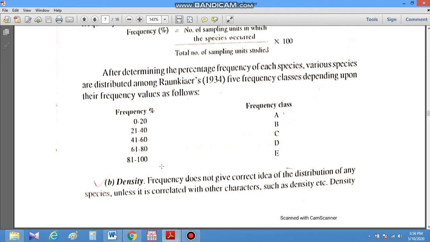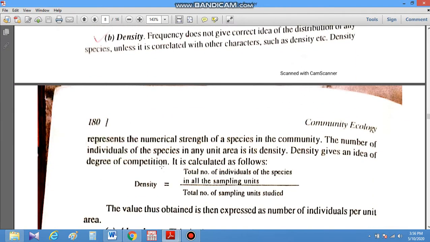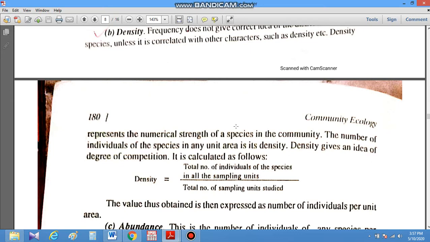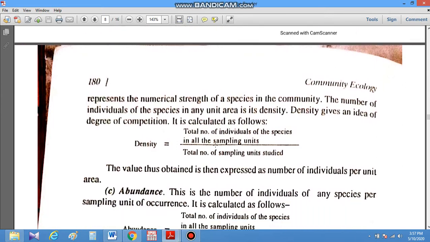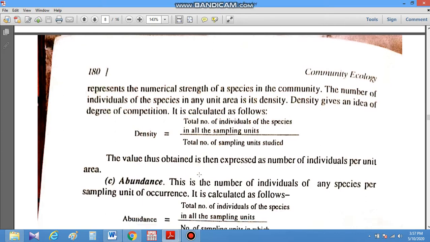When we talk about density, density basically represents the numerical strength of a species in the community. When we talk about numerical strength, we count the number of individuals of a species in any unit area, that is density. It is calculated through this formula: density is equal to the total number of individuals of a species in all sampling units divided by the total number of sampling units studied. This value is then expressed as number of individuals per unit area.